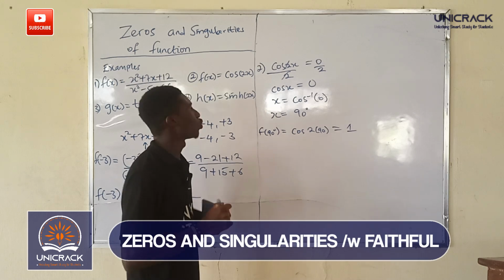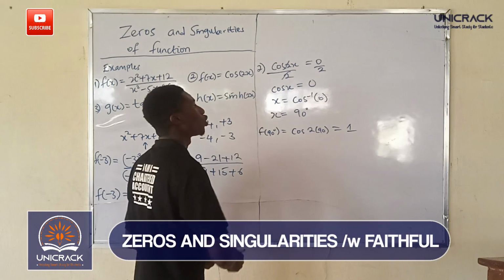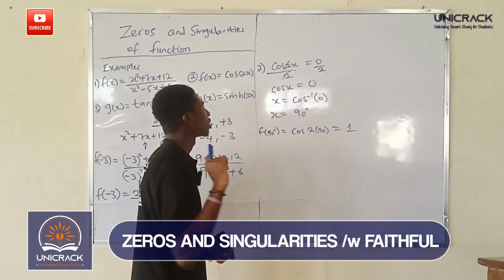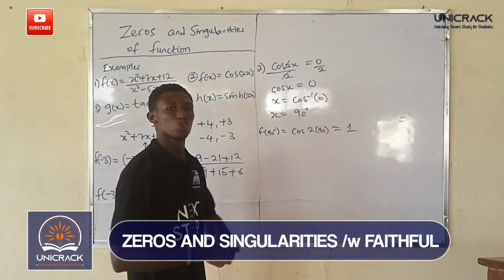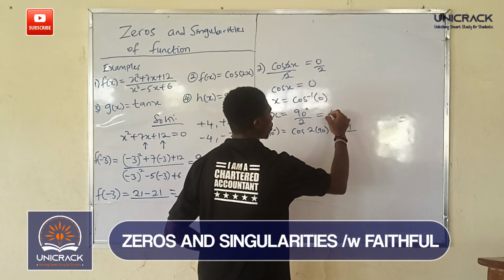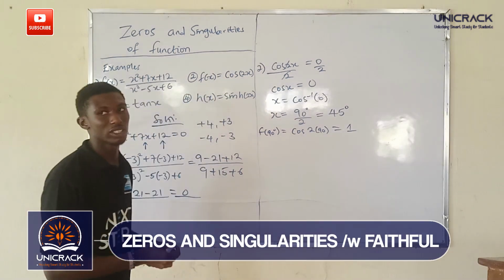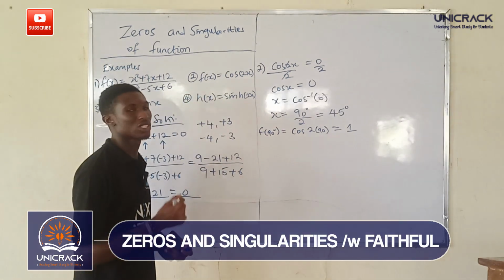What we forgot to do is this: we divided both sides by 2 in the beginning, so we only found the 0 of cos of x. So whatever answer you get, you divide it by 2. And therefore, the 0 is 45 degrees. 45 degrees is the 0 of the function and not 90 degrees.